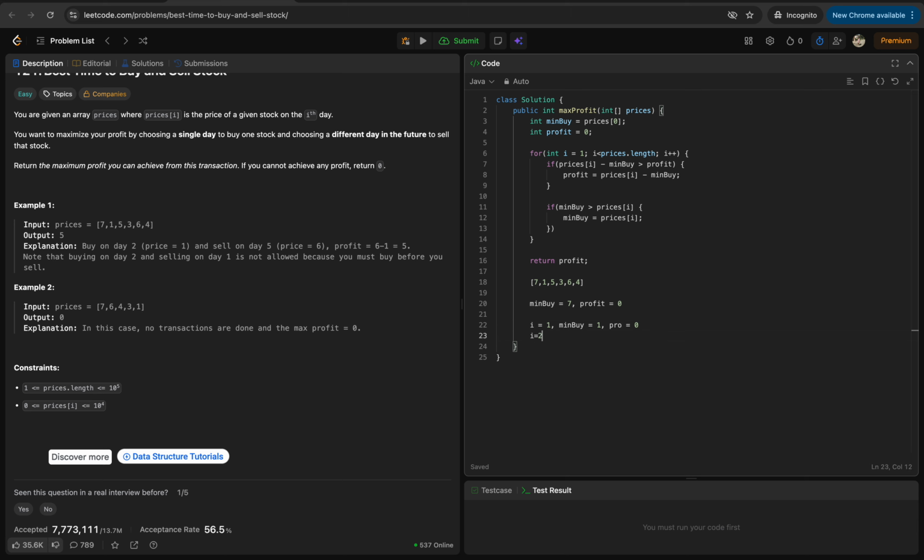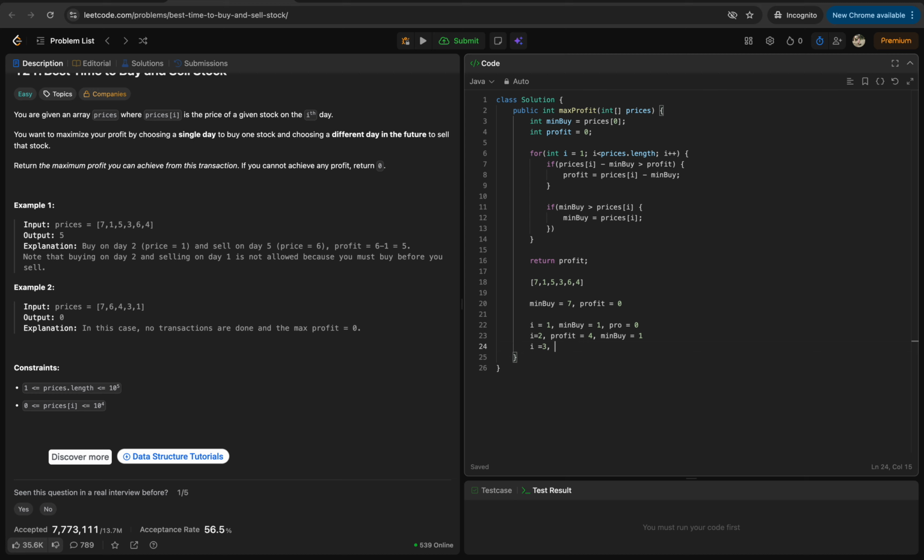Next I is 2. We are checking 5 minus 1 is greater than profit. Yes, it is greater than profit. So in this case, profit will become 5 minus 1, 4. Also, we will check if min by, which is 1, is greater than 5. No, it is not. So min by will remain 1.